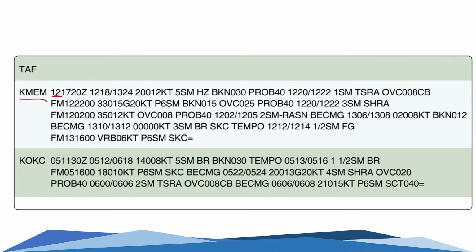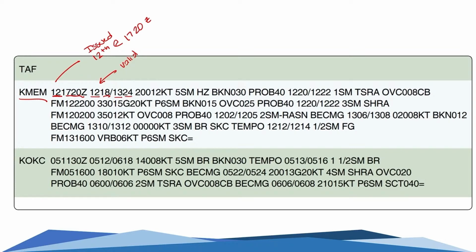This would be the date, and then that right there would be the time. So in this case, remember, this was going to be issued on the 12th day at 1720 Zulu. Then we basically have the validity period. This is when it's going to be valid from. So it's going to be valid on the 12th day from 1800 through the 13th day at 2400 Zulu. So that's really what the question is asking for.